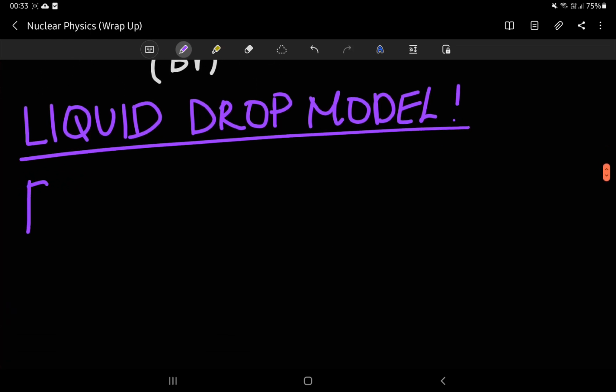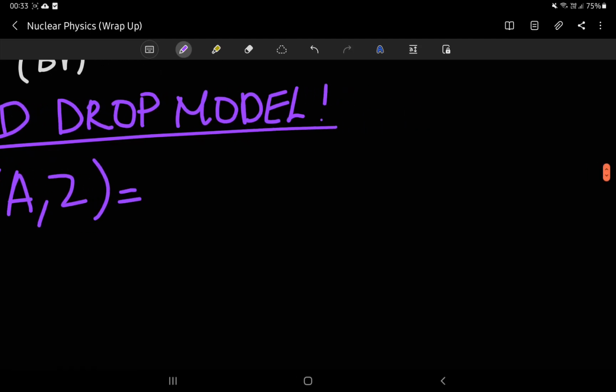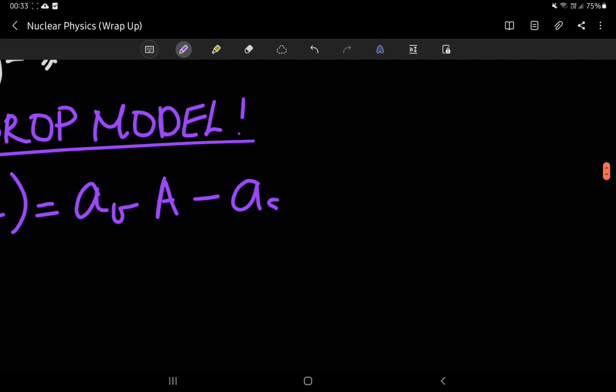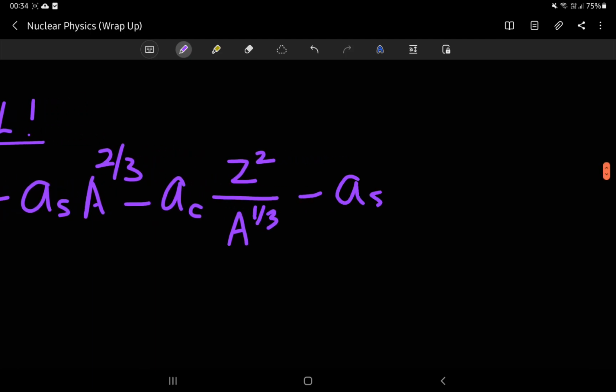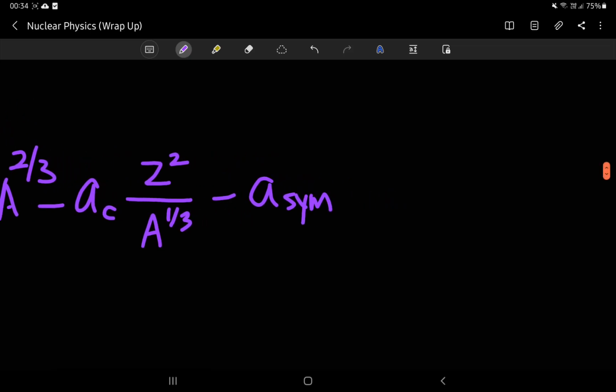So the equation is given by the binding energy of a nucleus is the volume term, A is the mass number, minus the surface constant, A to the power of 2/3, the Coulomb term, Z squared over A to the power of 1/3, the asymmetric term, A asymmetry, (Z minus N) squared divided by A, plus and minus the delta.